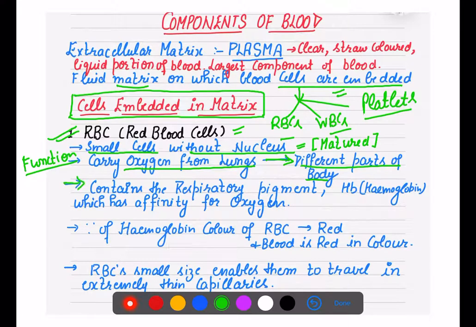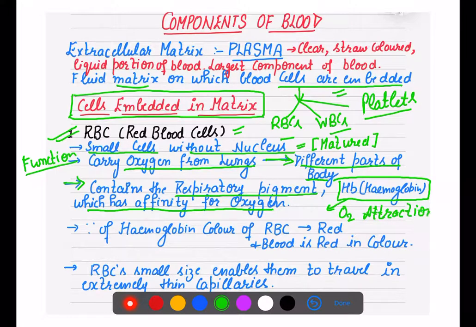Now they contain a respiratory pigment. Which respiratory pigment is in them? Hemoglobin. Hemoglobin has a higher affinity for oxygen. Hemoglobin has a specific kind of attraction for oxygen, meaning hemoglobin is always getting attracted towards oxygen. So there is a high binding between oxygen and hemoglobin. So what is the work of RBCs? They carry oxygen because they contain the respiratory pigment hemoglobin.